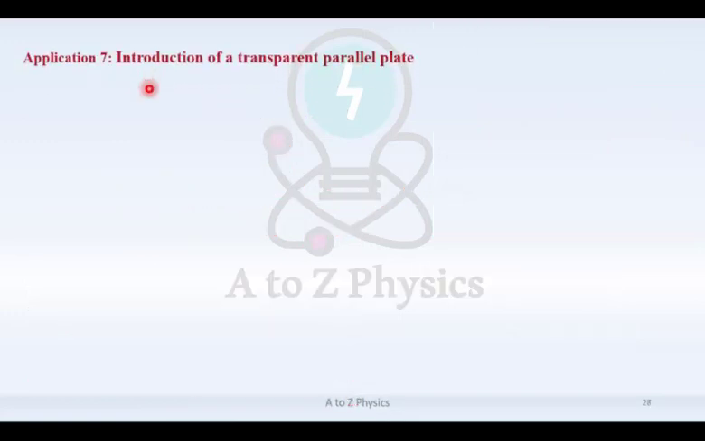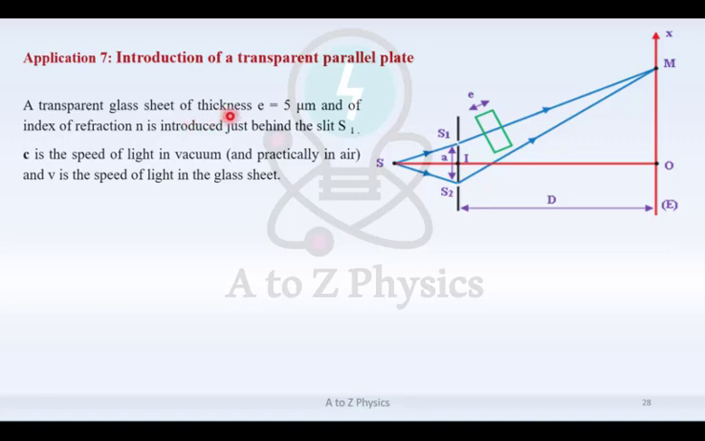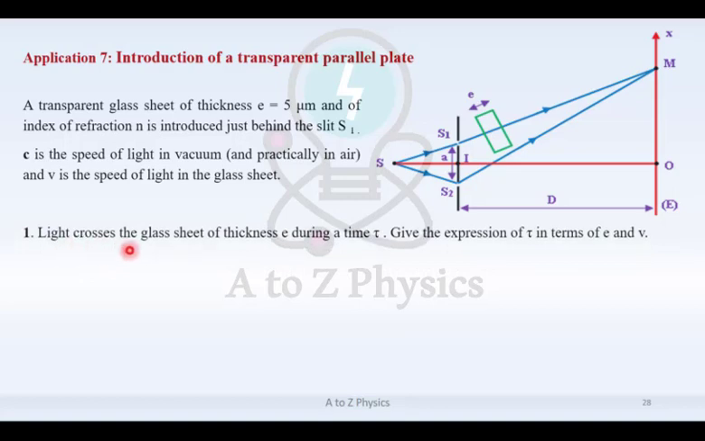Now, application 7, introduction of a transparent parallel plate. A transparent glass sheet of thickness e equals 5 micrometers and of index of refraction n is introduced just behind the slit of S1. c is the speed of light in vacuum and practically in air, and v is the speed of light in the glass sheet. Part 1. Light crosses the glass sheet of thickness e during a time tau. Give the expression of tau in terms of e and v.